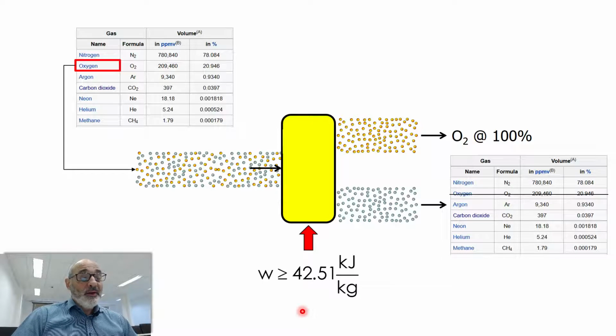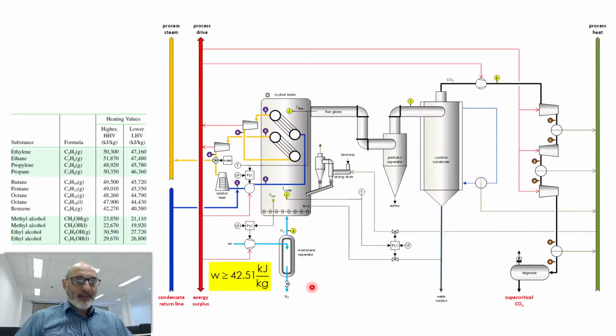Remember, 42.51 kilojoules per kilogram was the minimum amount of work. If the world was perfect, that's what I would spend. But the world is not perfect, so we're going to spend more than 42.51. It is the minimum amount of work that I can theoretically spend.